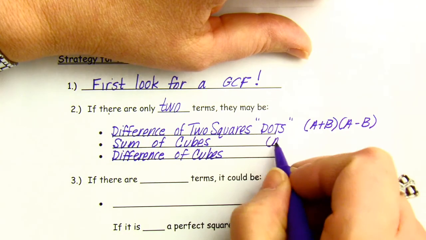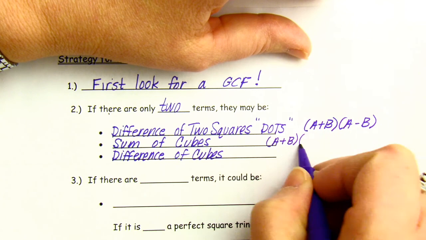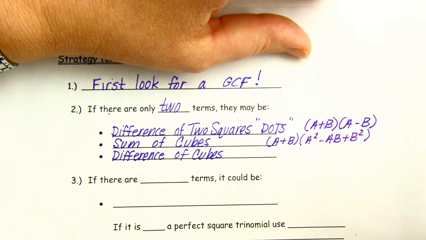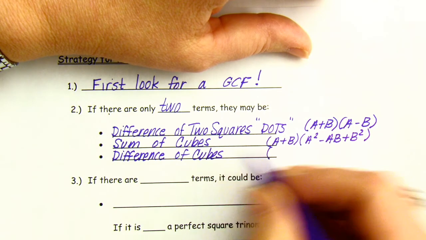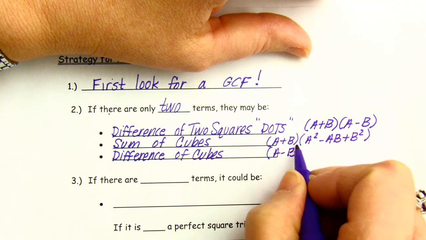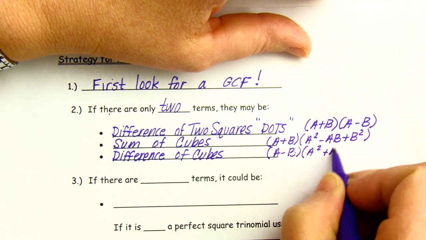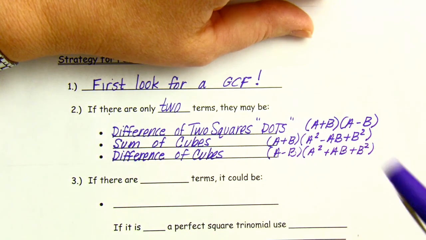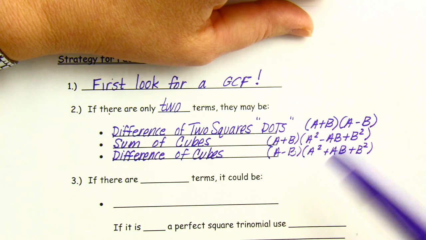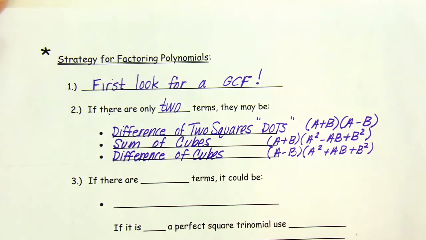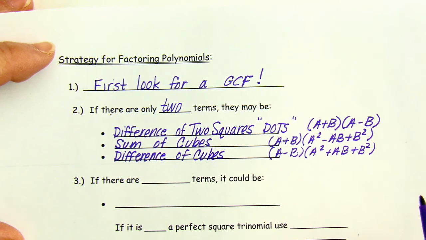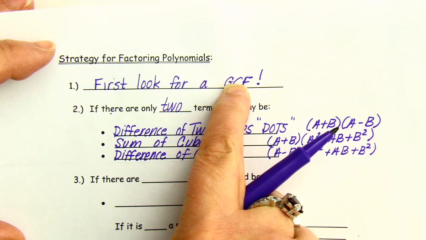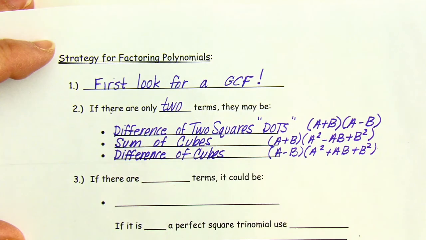Sum of cubes will always look like a plus b times quantity a squared minus ab plus b squared. And the difference of cubes, remember there'll be subtraction there, so it's a minus b times the quantity a squared plus ab plus b squared. Okay, so on a test or a quiz, we would probably give you these models. You would just have to know what they represent. All right, that's what you do if there's only 2 terms. Could be a GCF, but you'd always be checking for that first anyway. Or it could be one of these, dots or the cubes.